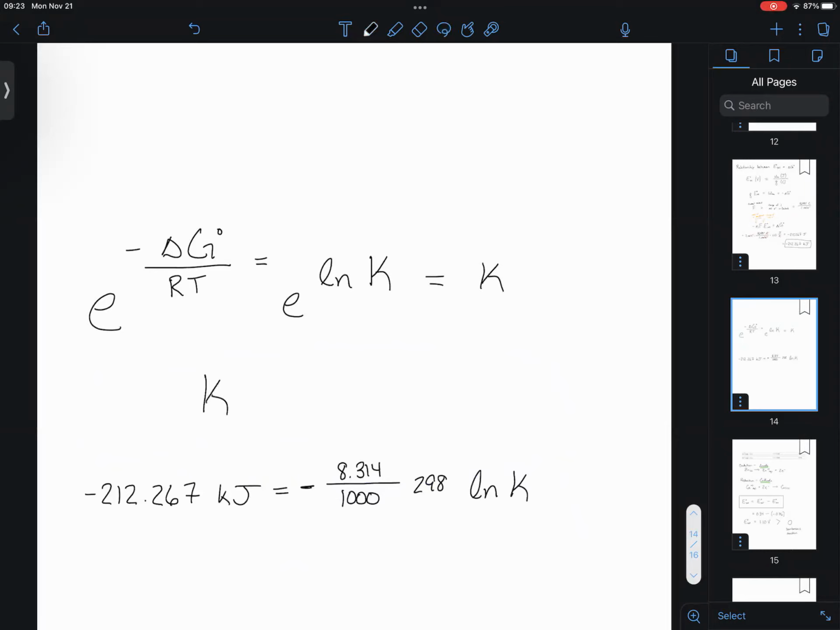And so if we plug in our particular values here, what we would get is that K is equal to 1.62 times 10 to the 38.